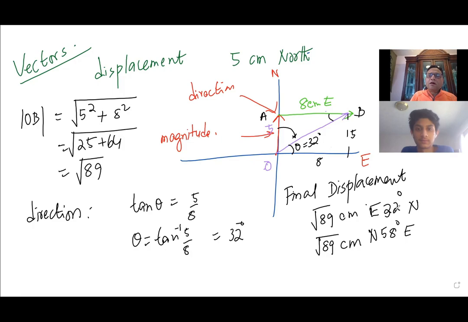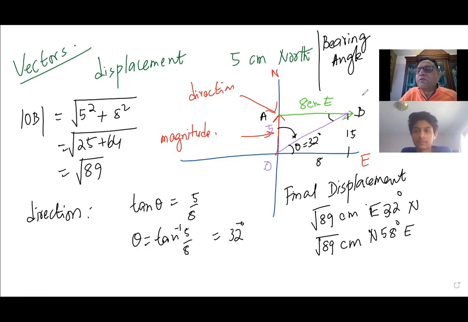Now, whenever we are doing navigation, we normally use bearing angle. Bearing angles are always from north. Let me give you this concept of bearing angle also. At what bearing is this body moving, O to B? It would be 58, and we write it as 058, always 3 digits. So at a bearing of 058, the displacement is square root of 89.